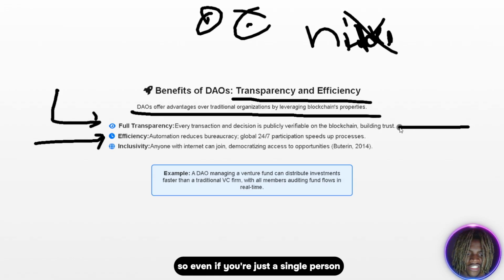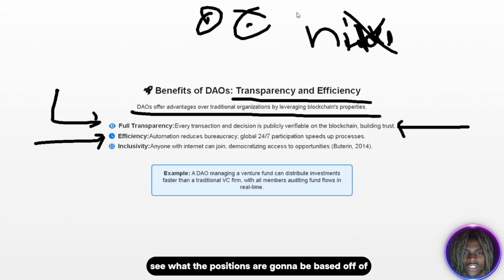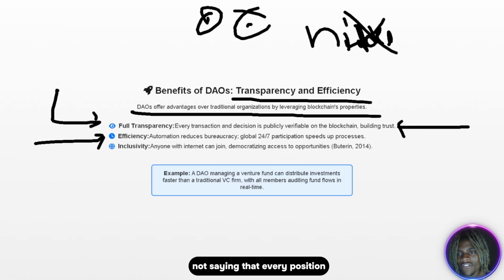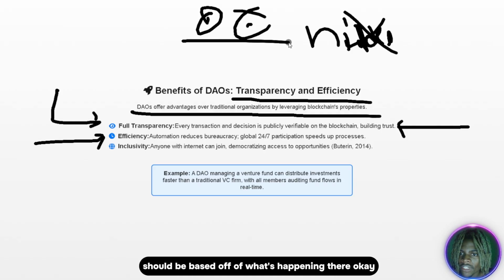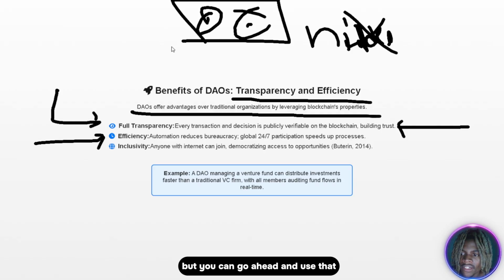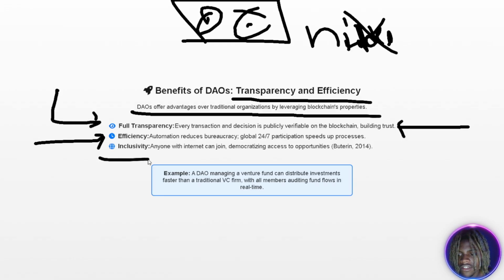Even if you're just a single person, you could see what government bodies are doing. You could see what hedge funds are doing. Even if you have some millions, you can see what the billionaires are doing. Nothing is hidden. And you can see what the positions are based on. Not saying that every position should be based off of what's happening there, but you can use that in your technical analysis and see if everything makes sense.